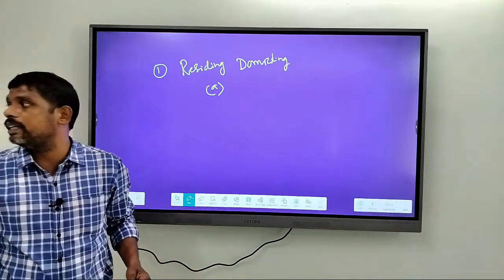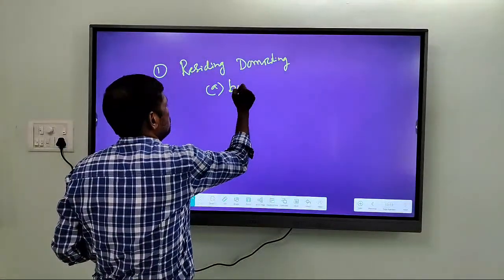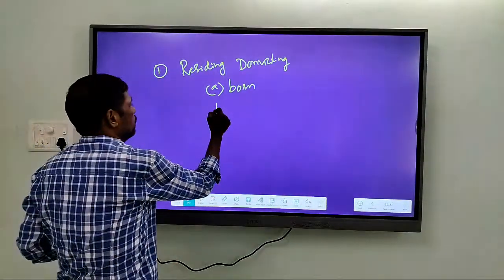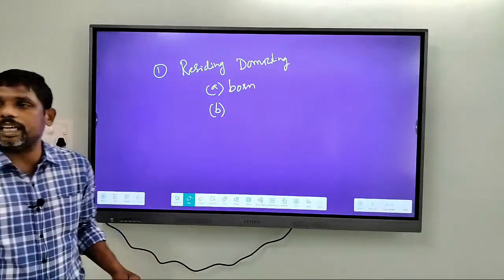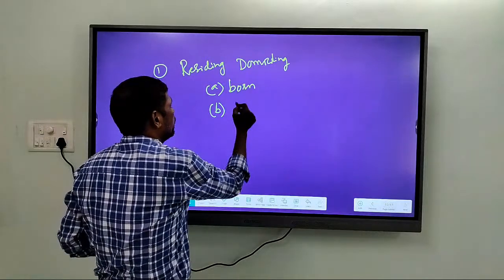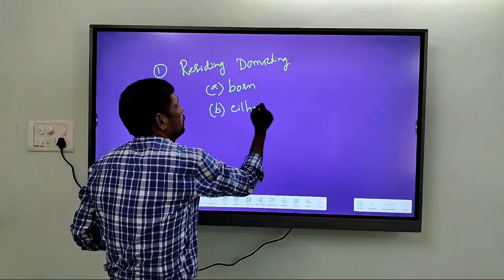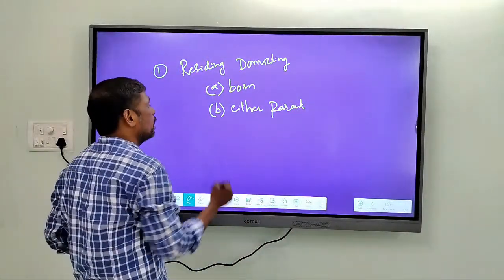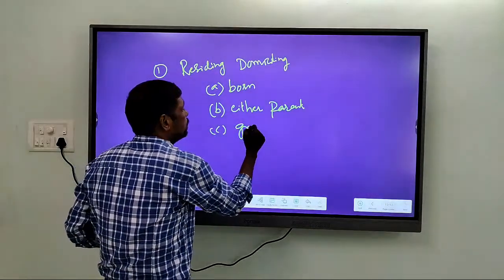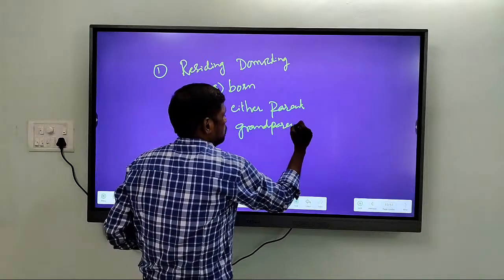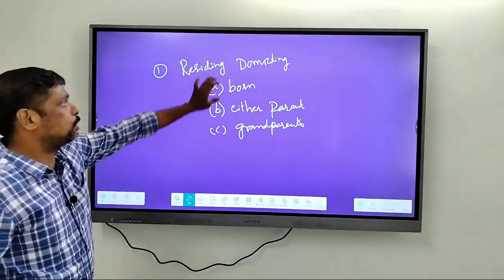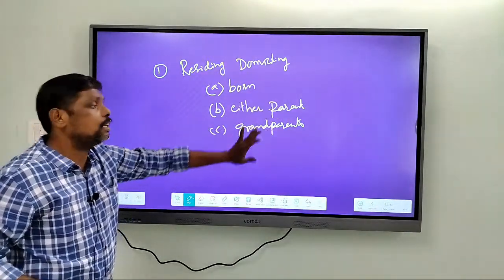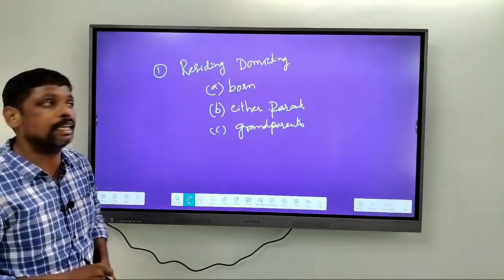either they should have been born in India, or either of their parents should have been born in India, or their grandparents. Either the concerned individual should have been born in India, or either of the parents, or either of the grandparents should have been born in India.